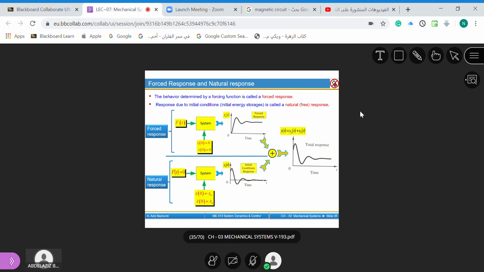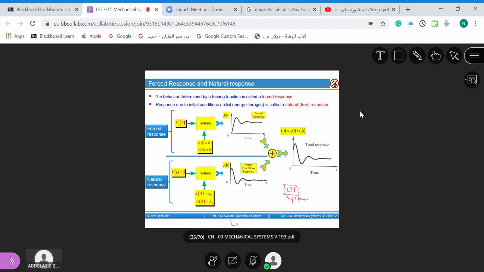Our system, no matter what, mechanical system or electrical system, we can write it in a symbolic form like this. This is what we call LTI. I will explain what it is. LTI system means linear time invariant system.